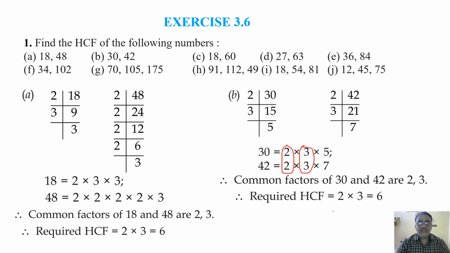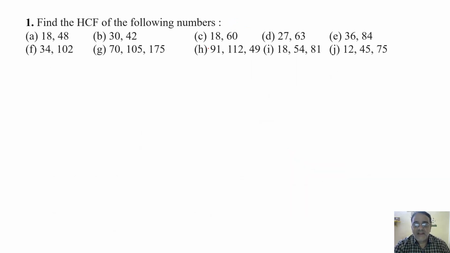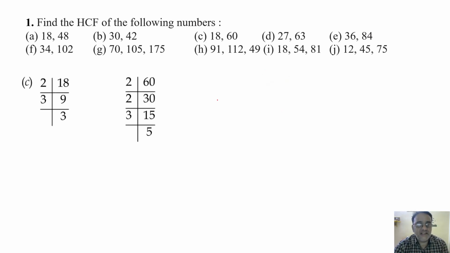Okay, now let's come to the third bit, C. 18 and 60. We did 18 just now: 2 into 3 into 3. Let's find 60. 60 first divided by 2, 30. Again divided by 2, 15. Again divided by 3, 5. Right. So for 60 we got 2 into 2 into 3 into 5.